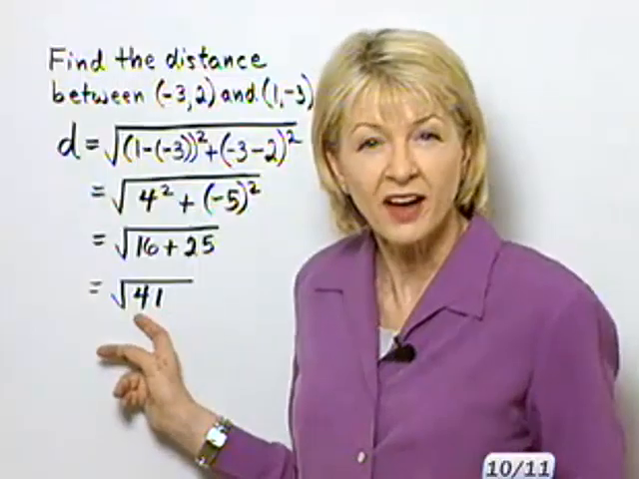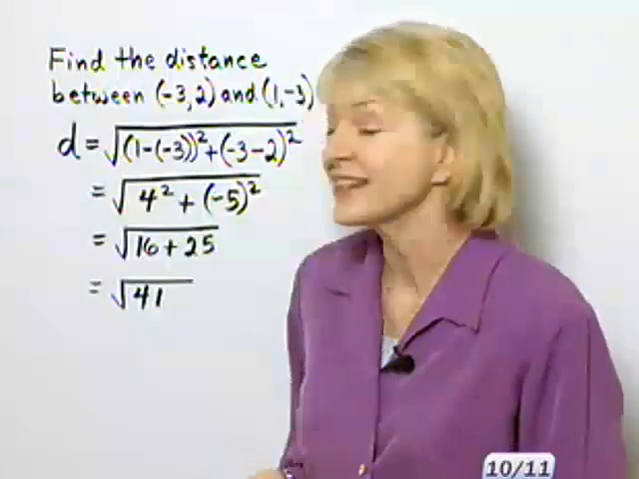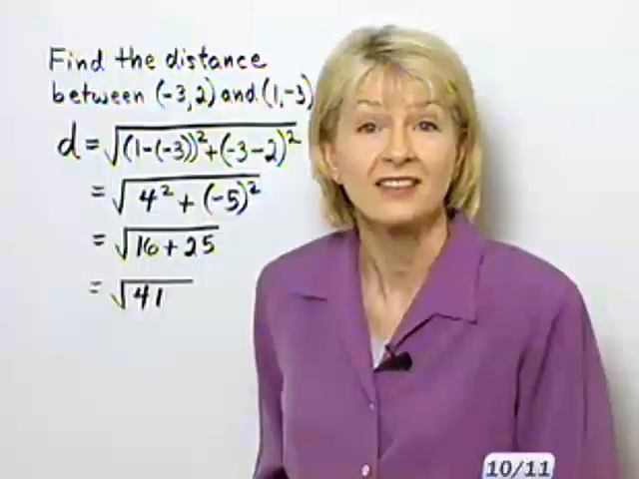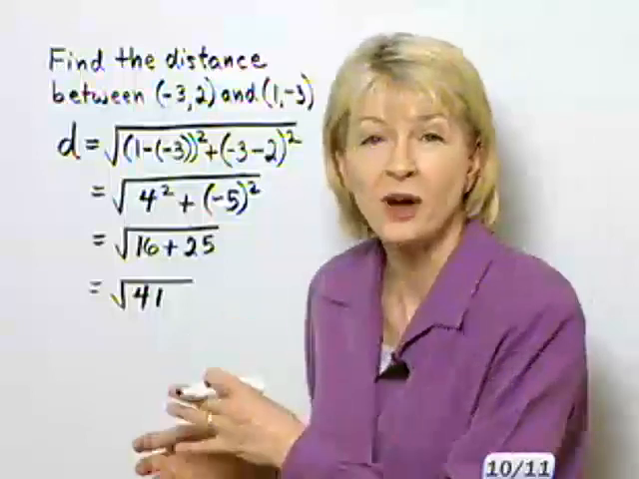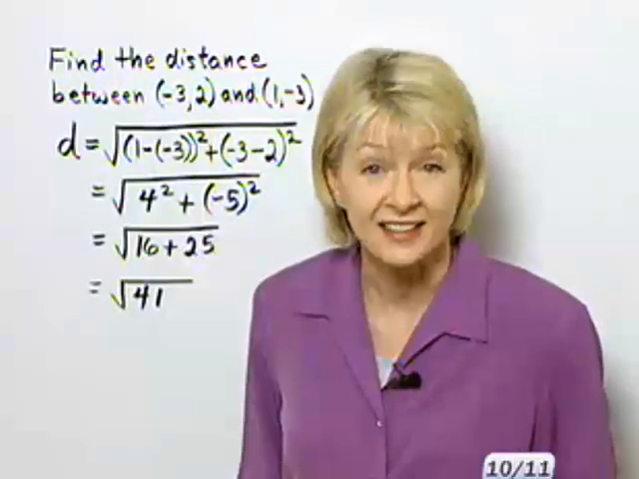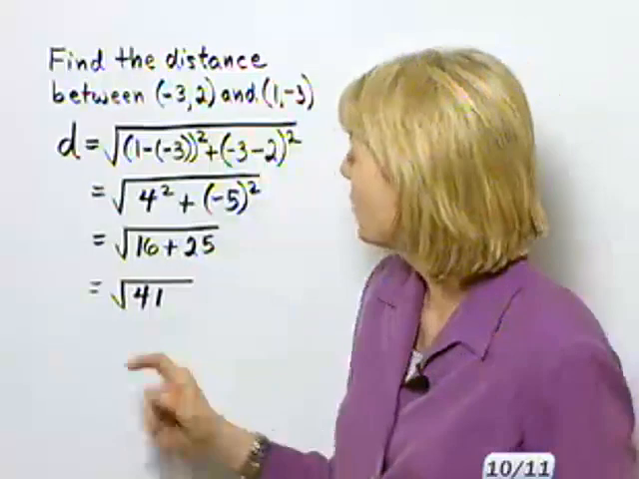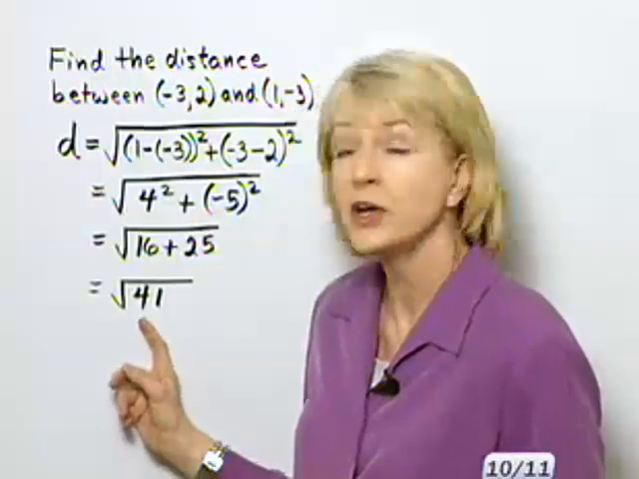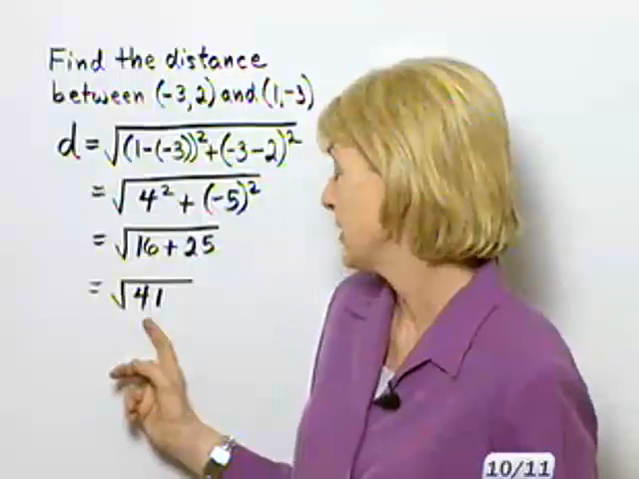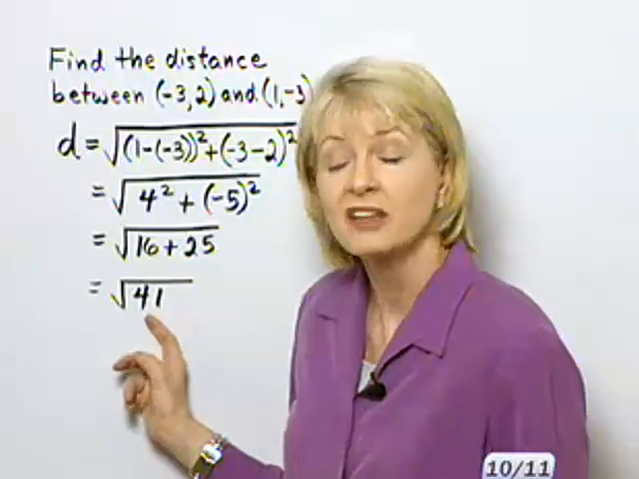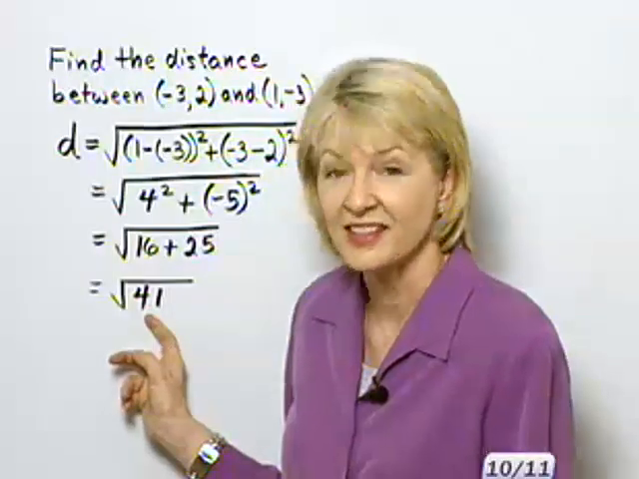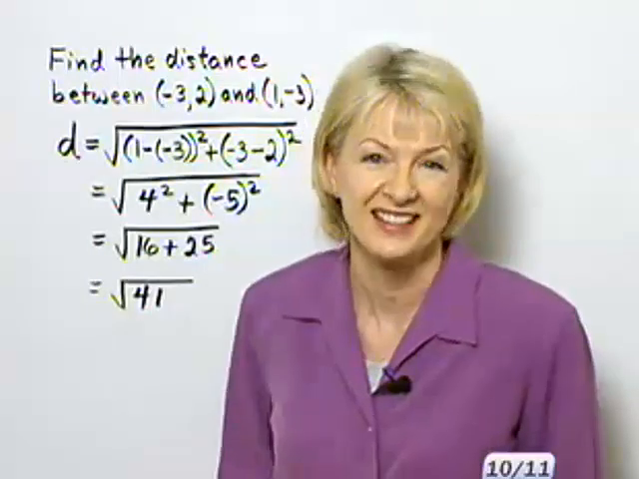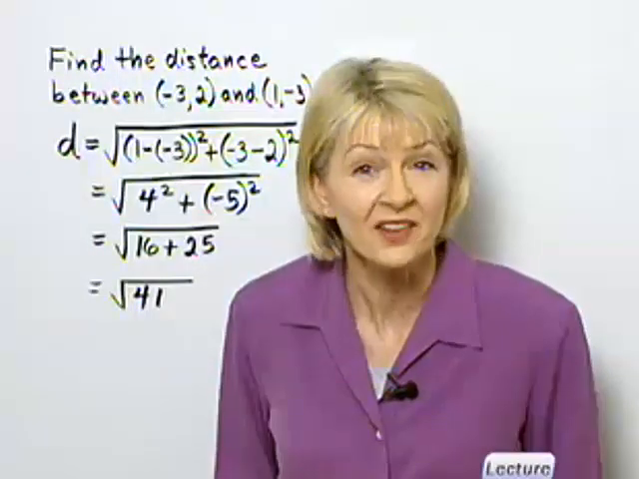Now can I simplify? The answer is no, because 41 contains no perfect square factors other than 1 here. By the way, you can go ahead and approximate this, but right now we'll just leave it as an exact value. Between these 2 points, the distance is exactly the square root of 41 units, and you know that this number is between 6 and 7, because 41 is between 36, whose square root is 6, and 49, whose square root is 7.